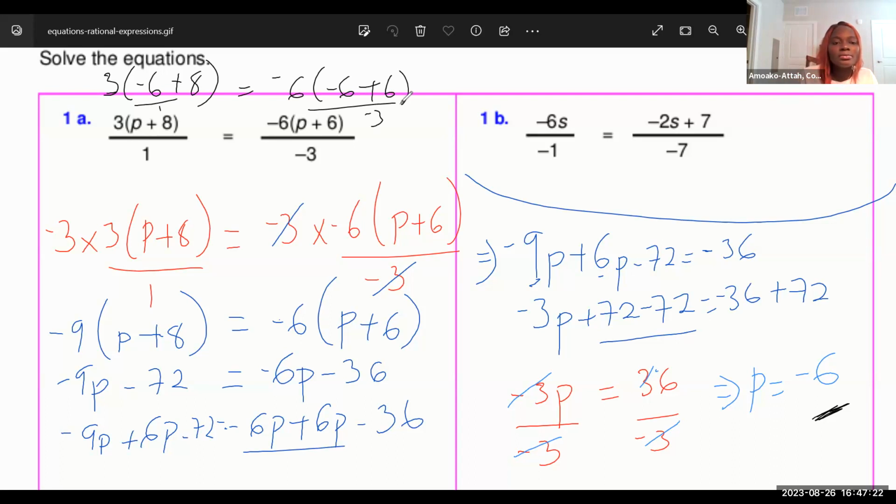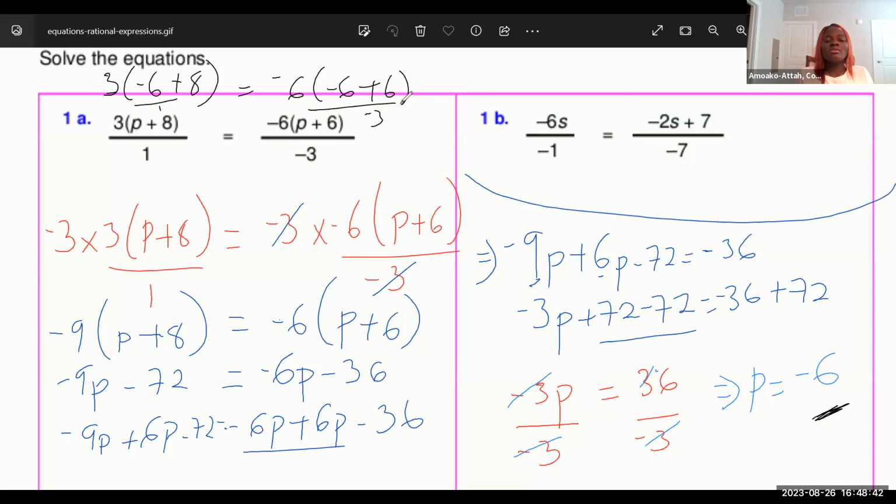Okay. Are we on the right track? I guess so, right? Then we have this side to be what? 0, because negative 6 plus 6 is 0. All right. So basically, these are the steps.